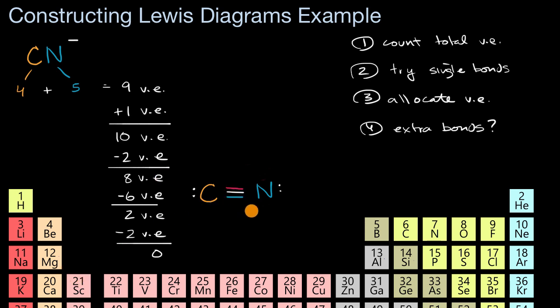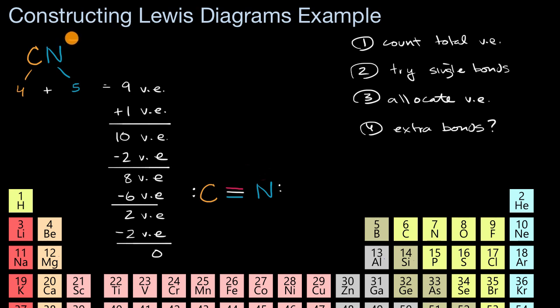And so now what's going on? Carbon has 2, 4, 6, 8 valence electrons hanging around. Nitrogen has 2, 4, 6, 8 valence electrons hanging around. So this is looking pretty good. But are we done yet? The simple answer is no.